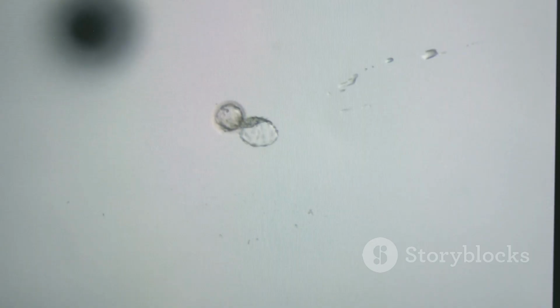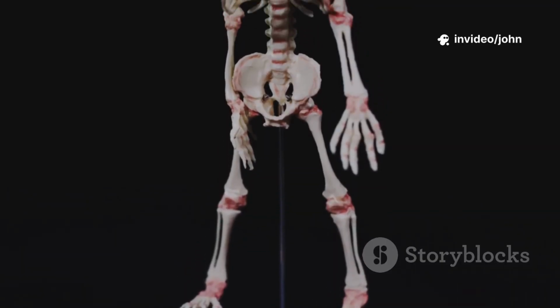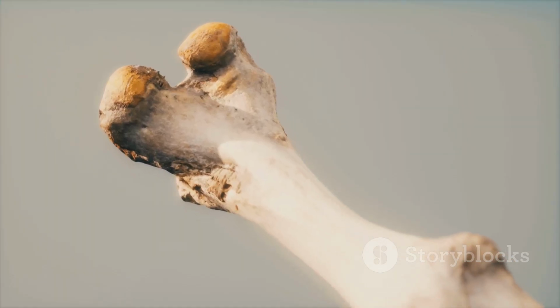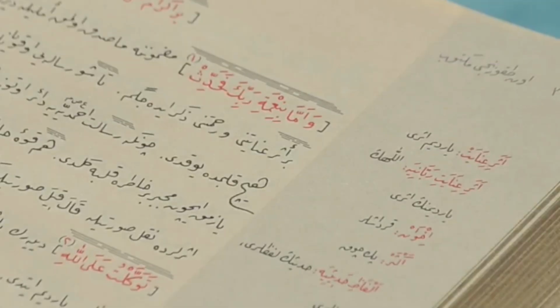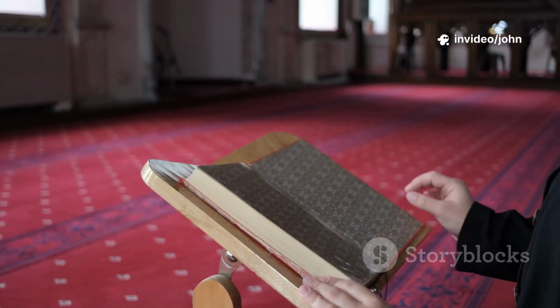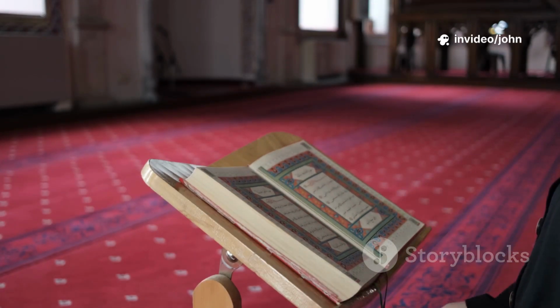Scientific sequence: zygote, implantation blastocyst, somite stage embryo, skeletal and muscular differentiation. Quranic sequence: nutfah, alaq, mudghah, then bones and flesh. The order lines up. History matters here. Detailed stage-by-stage embryology became solid science in the 20th century with the Carnegie stages, long after that 7th century text. For Muslims, that alignment isn't a coincidence, it's a sign of divine origin.